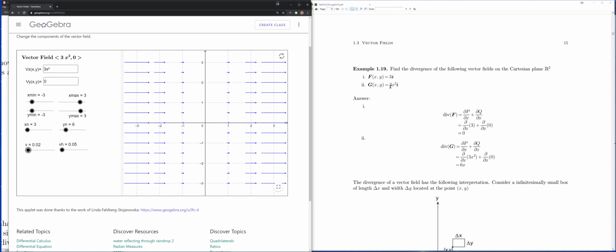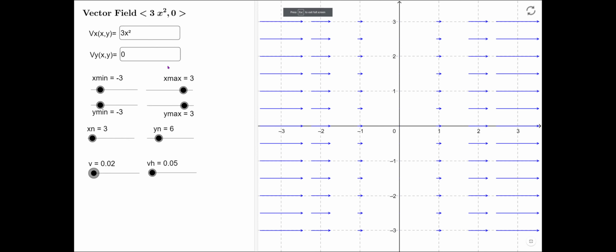So we're looking at the vector field 3x squared i. You want to notice that this vector field is in fact horizontal. You have no y component, so the vector field would just be horizontal. And this is in fact a plot of that vector field 3x squared i, with no j component. So the vector field is just horizontal over here.